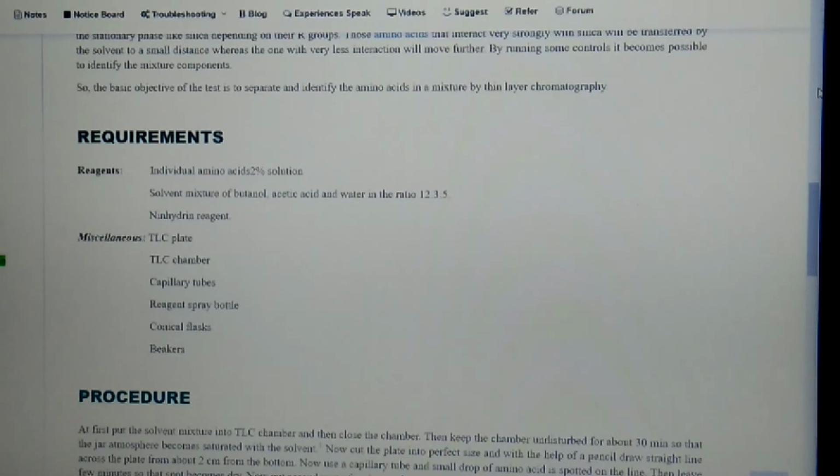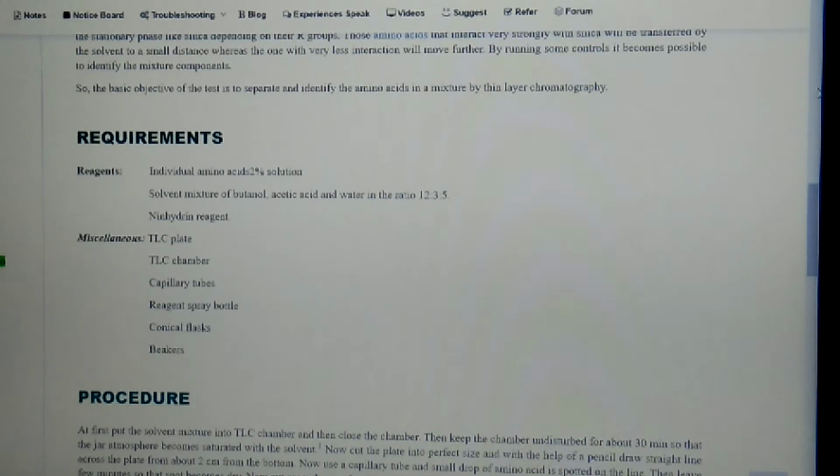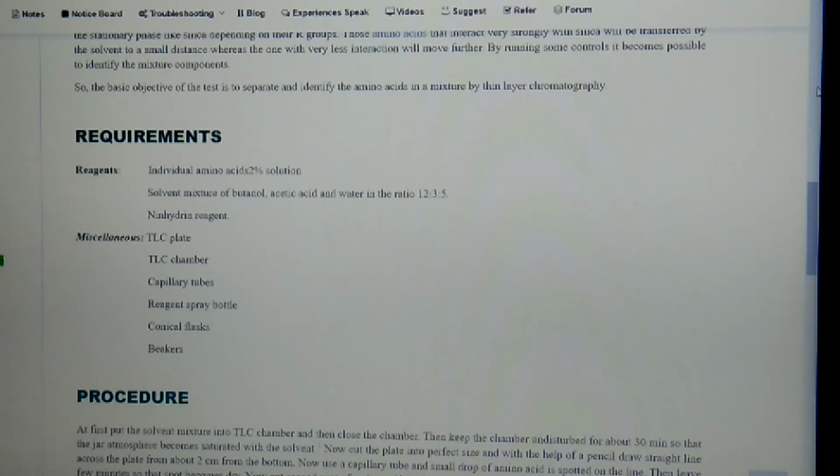layer chromatography. The reagents used are individual amino acids, that is a 2% solution; the solvent mixture we use is butanol, acetic acid and water in the ratio 12:3:5; and we use ninhydrin reagent. These three reagents are used, and as miscellaneous requirements, the apparatus required are the TLC plate, the TLC chamber, capillary tubes, a reagent spray bottle, conical flask and beakers. So these are the chemicals, apparatus and reagents used for performing TLC to separate the sugars and amino acids.